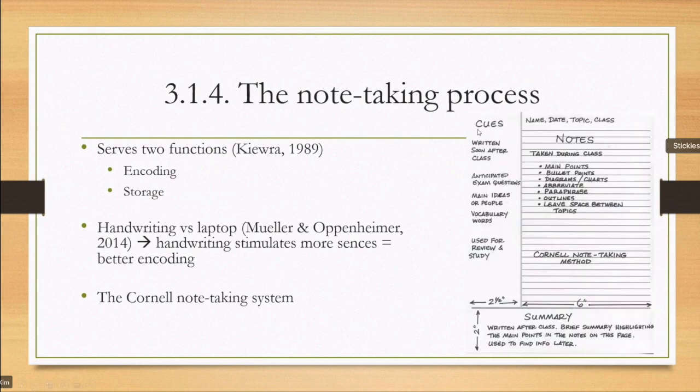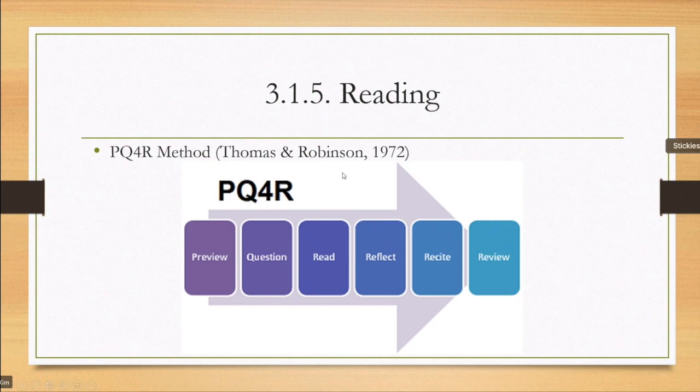Note-taking process, how you do that, encoding and storage, that's important, but I don't think I'm going to take way too much time on that. Exactly. So how you read is the PQ4R method by Thomas and Robinson from 1972: preview, question, read, reflect, recite, and review. This is how you encode and store a lot of information, especially while reading. So you can also have a big book that you are reading, or a big amount of information you can process quite well.